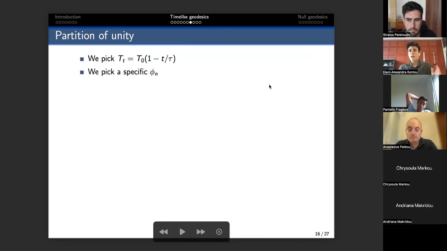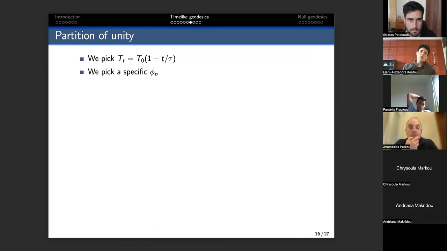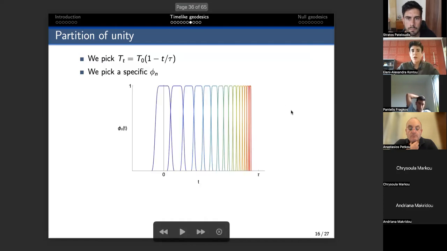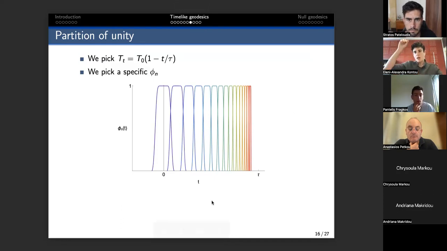So to do that, we have to, at this point, pick a particular T of t, that's the support of each function. We just pick a simple linear function that decreases, and then we also pick a specific phi n. The phi n is a pretty complicated function, but I think it's better to show how it looks. So this is a function that goes smoothly up to 1, the phi n, and then goes down in a sharper way so that the support decreases as we go to time tau. So we start with a larger support, and we go to a smaller support. And these are all functions that are compactly supported and have maximum value of 1.